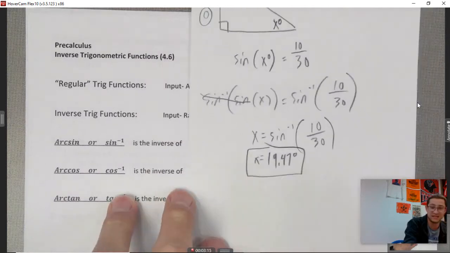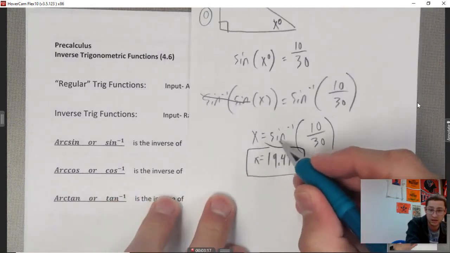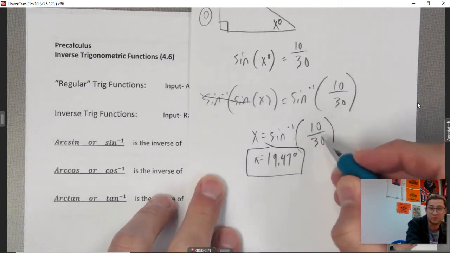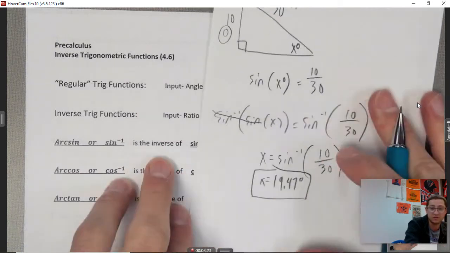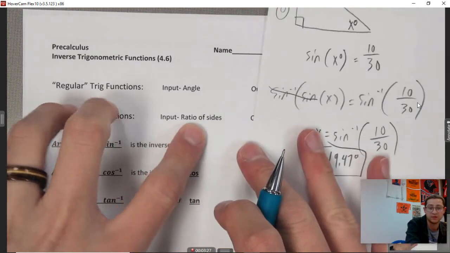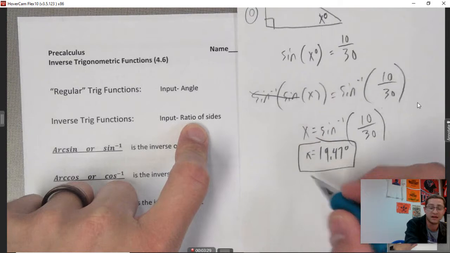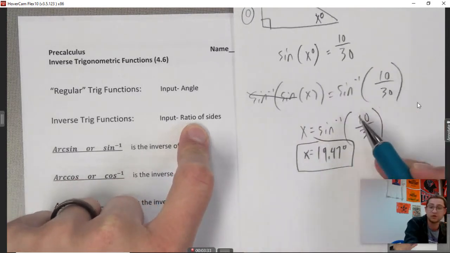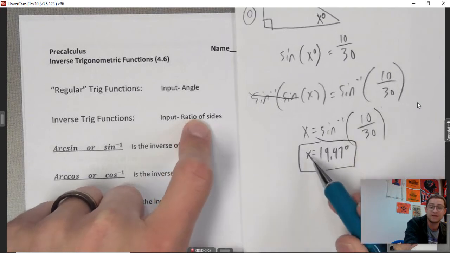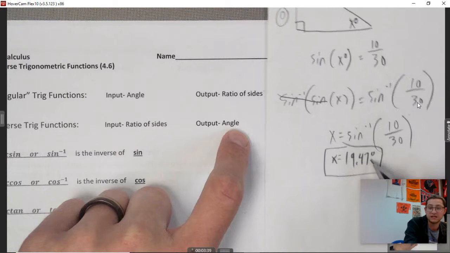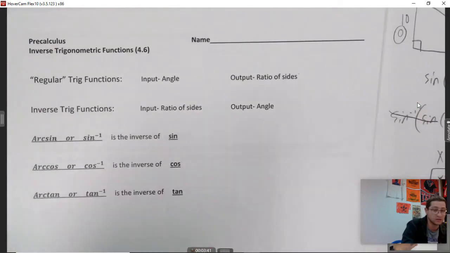As we can see here, sine inverse of 10 over 30. What is 10 over 30? Well, 10 over 30 is a ratio of sides. So my input here is a ratio of sides. My output, what did I get out? What did it end up equaling? This is sine inverse of the ratio of the sides, and it ended up equaling an angle. That's what that 19.47 is here. So that stays consistent with what we know.